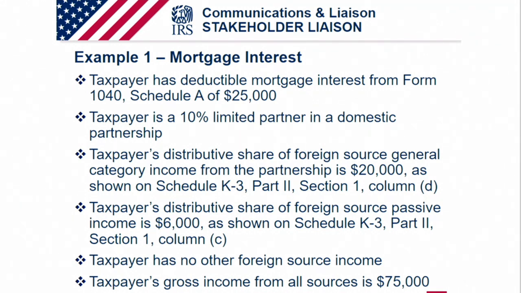Again, because the taxpayer is at least a 10% partner, even though the taxpayer is a limited partner, the mortgage interest expense is apportioned in part based on the distributive share of foreign source income by source and category as reported on the Schedule K-3. The individual taxpayer must also include any income not from the partnership to allocate and apportion the interest expense. In this case, as we noted, the taxpayer did not have any foreign source income outside of the partnership.